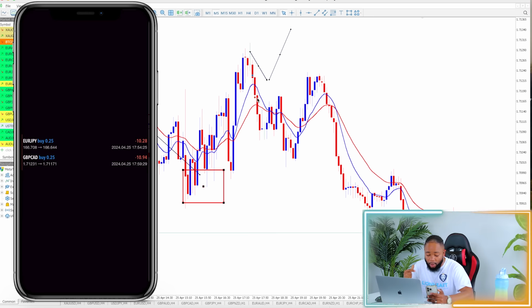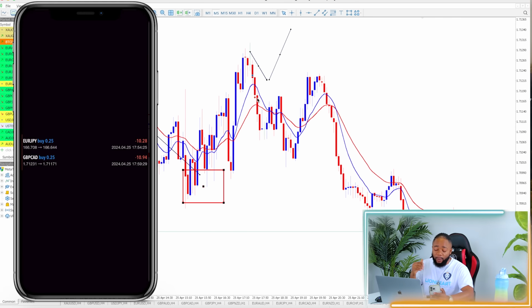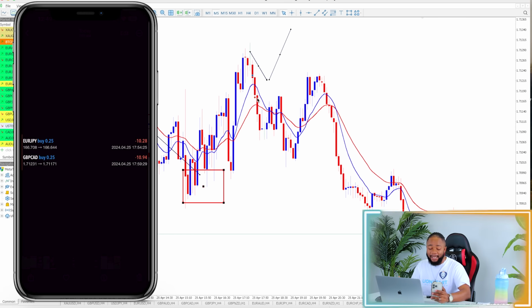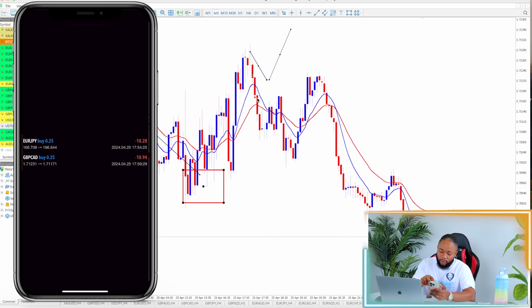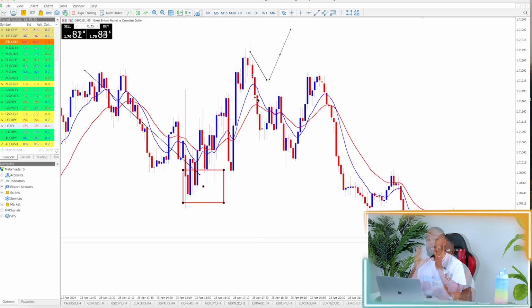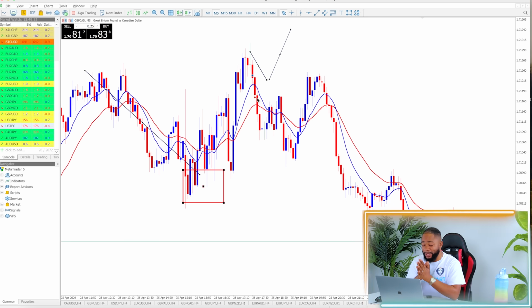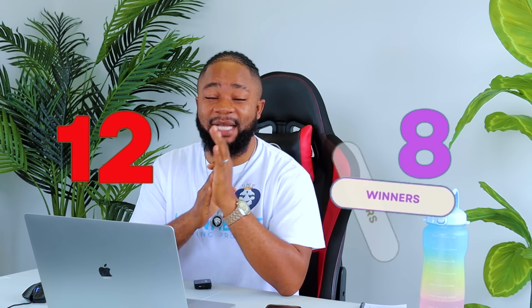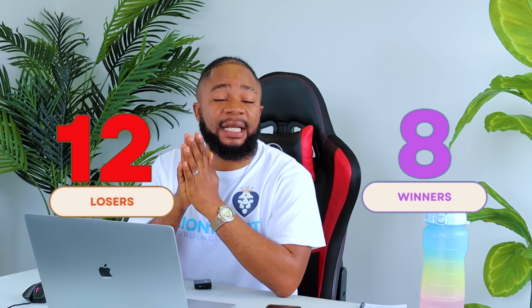The same thing happened on Euro JPY, and we lost 1% of our account. And in total, out of the 20 trades, these are the total stats. We had a total of 12 losers. I'm just going to quickly close this. Now these are the total stats of the 20 trades. Unfortunately, we had a total of 12 losers and only 8 winners, meaning we had a win rate of 40%.